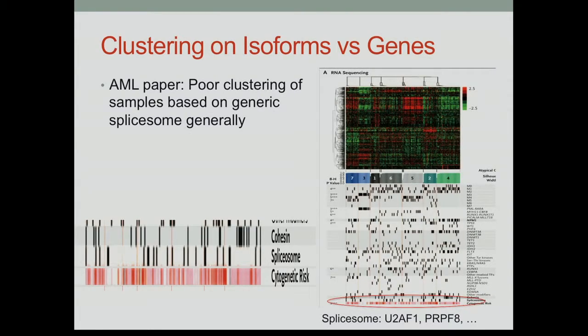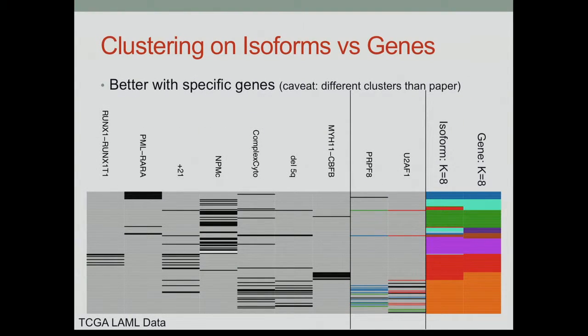So for example, we sort of look first just to see what kind of differences you see. The AML paper, when they find their clusters, they look at spliceosome, for example, and they don't find any particular noticeable patterns. When we look at the same data, we look at specific genes, and we do seem to see more patterns in the sense that the UTAVF1, if we accumulate all different kinds of mutations and copy number changes, do seem to cluster well, as do these.